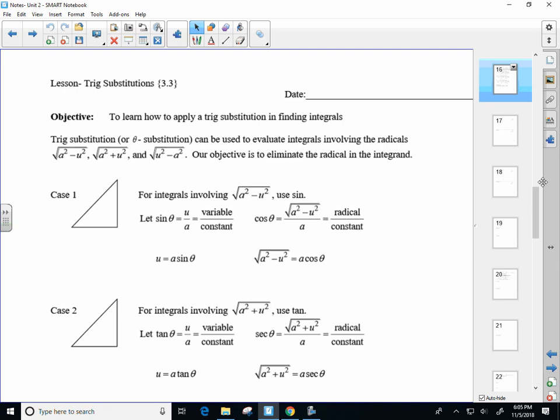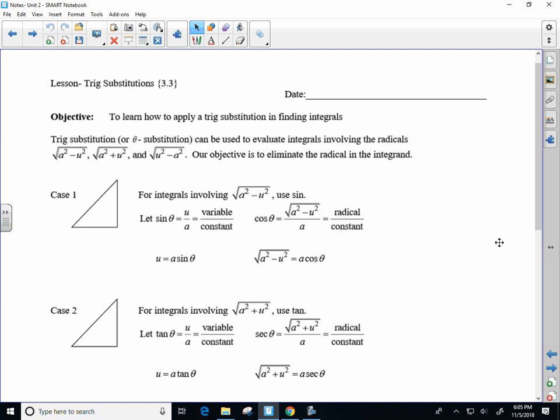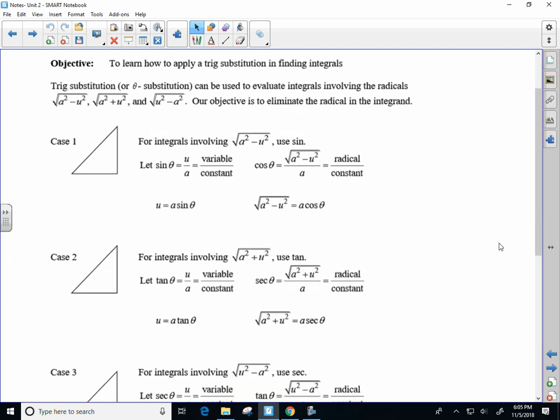Anyway, the objective is to learn how to apply trig substitution in finding integrals. These are cases where you're given an algebraic expression and you want to use your knowledge of trig functions to help you integrate. Basically it takes situations that might otherwise not be integrable and makes them something you can actually integrate. I'm going to talk about the different cases and then we'll get into some examples.